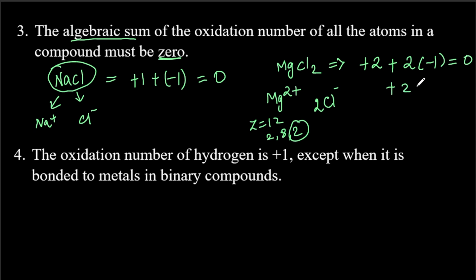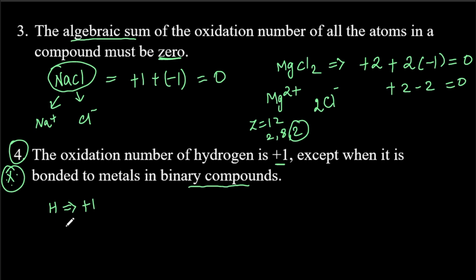So you can clearly see it is equal to 0 only. So the next rule is the algebraic sum of the oxidation number must always be equal to 0. Next, the oxidation number of hydrogen is plus 1 except when it is bonded to metals in binary compounds. So the fourth rule is very important. All the rules are important, but the fourth rule. So always the oxidation number in most of the cases for hydrogen is plus 1.